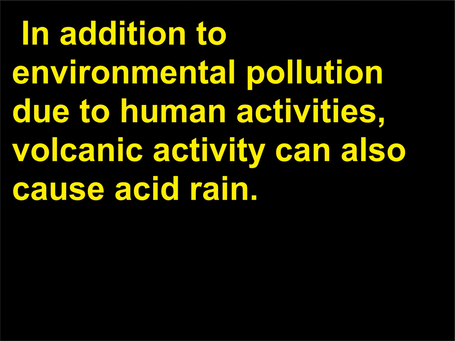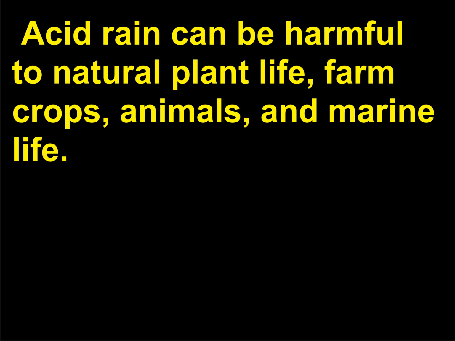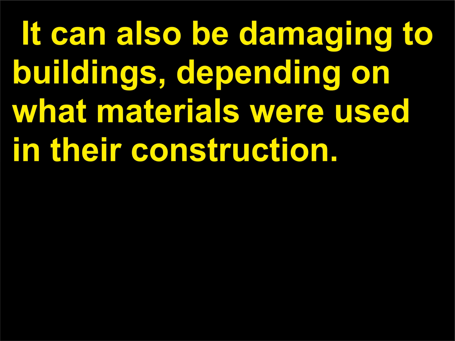In addition to environmental pollution due to human activities, volcanic activity can also cause acid rain. Acid rain can be harmful to natural plant life, farm crops, animals, and marine life. It can also be damaging to buildings, depending on what materials were used in their construction.